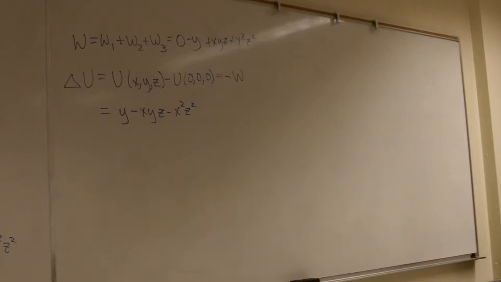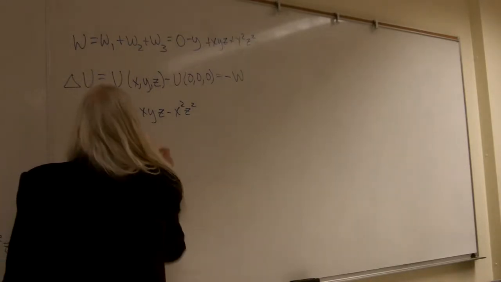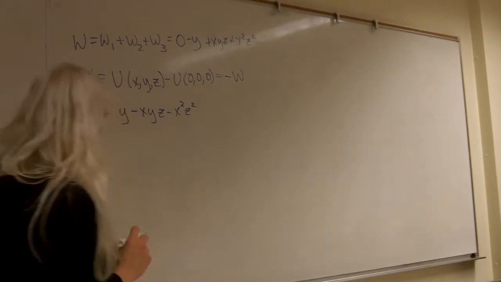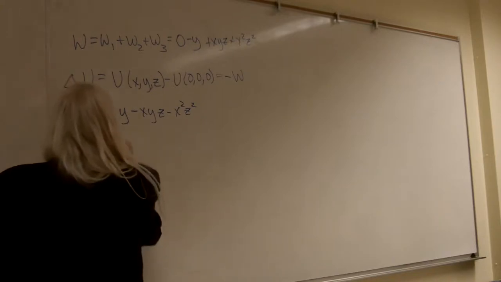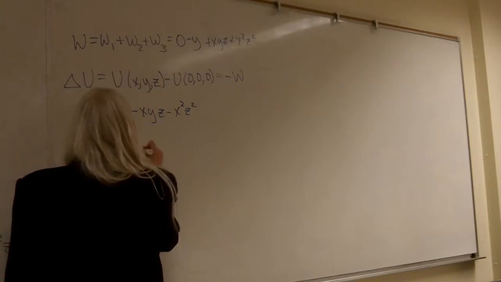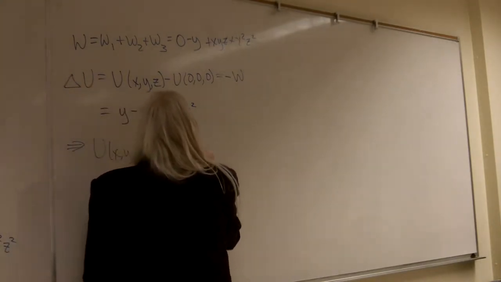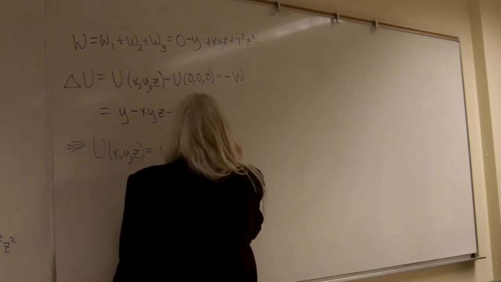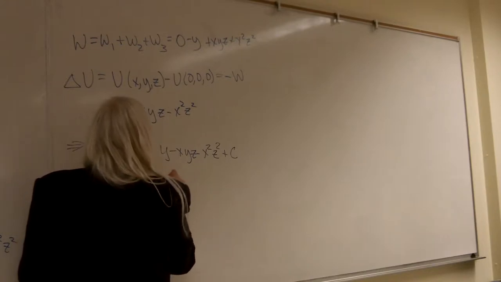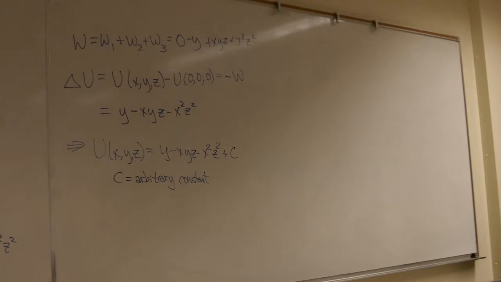Okay, so we've got a little bit of a choice here. Actually, let's talk about what the choice is going to be in a minute. I claim that this means that U at point x, y, z, so now think of U as a function of x, y, and z, is going to be y minus xyz minus x squared z squared plus c, where c is a constant. c can take on any value, right? It can be 0, it can be 2, it can be, you know, 3.987, whatever. Okay?